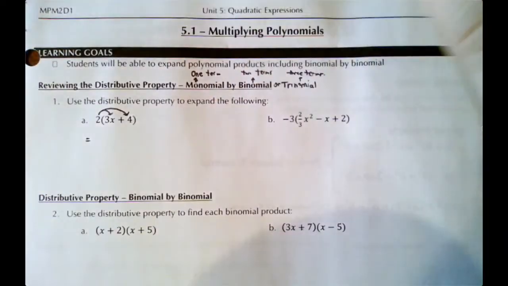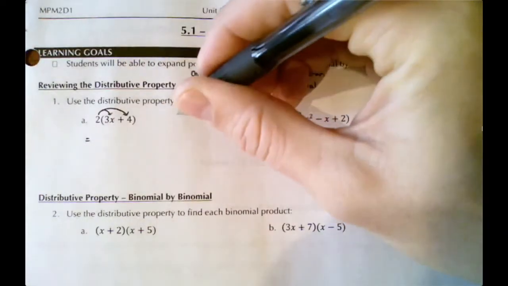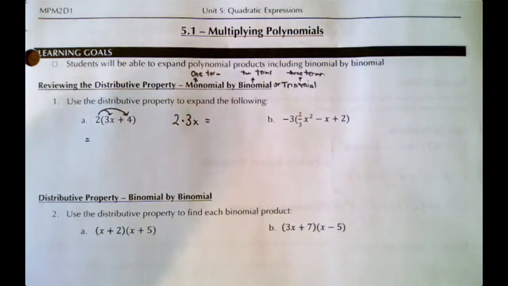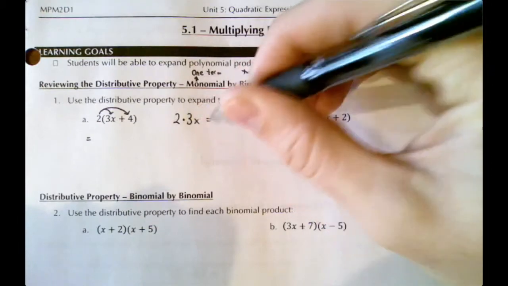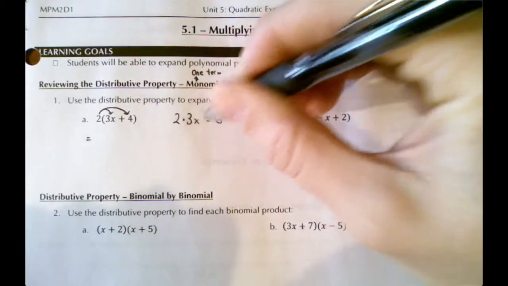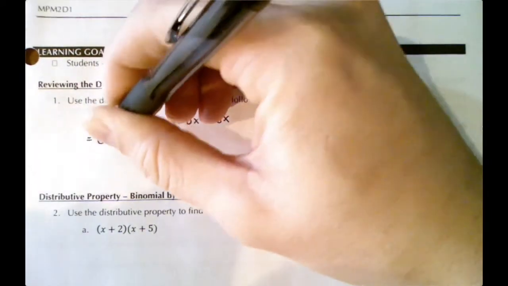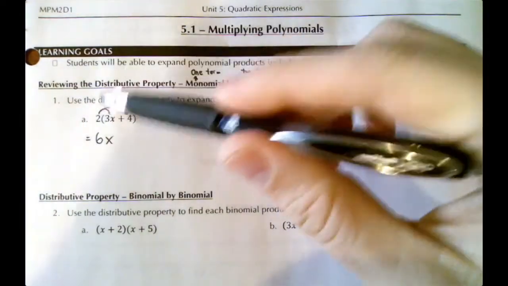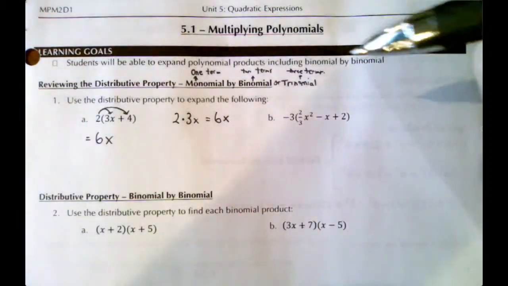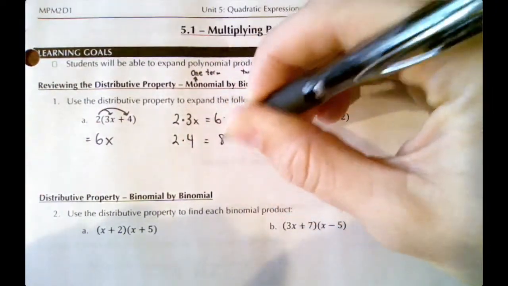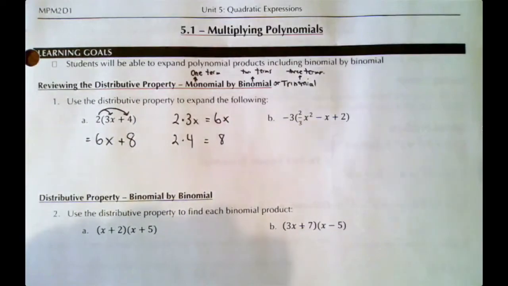So how do we distribute? Well, we have to multiply 2 by each of the terms. I'm going to show the work off to the side. 2 times 3x. When you multiply terms, you multiply the numbers and then the letters. So 2 times 3 is 6. There's no letter in our first term, but there is a letter in our second term, so it just remains as an x. So our first multiplication results in 6x, which makes sense because really we're just doubling 3x, which is 6x. And our last one, 2 times 4 is 8. So we have 6x plus 8. And that's the distributive property.